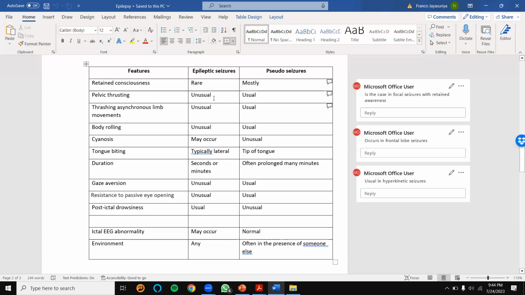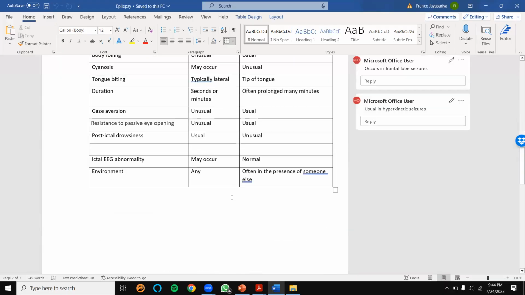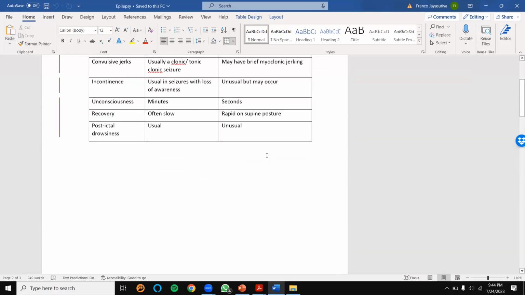The environment: an epileptic seizure can occur in any environment. Pseudo seizure, I told you they're faking it. They want to draw attention. They want to get away with situations. So often it occurs in the presence of someone else. Okay. So these two are must-know slides. Okay. So I'll send you this. So if you haven't written it down, it's fine. It can be asked in the SCQ, can be asked in the long case, can be asked for medicine and pediatrics both. Okay.